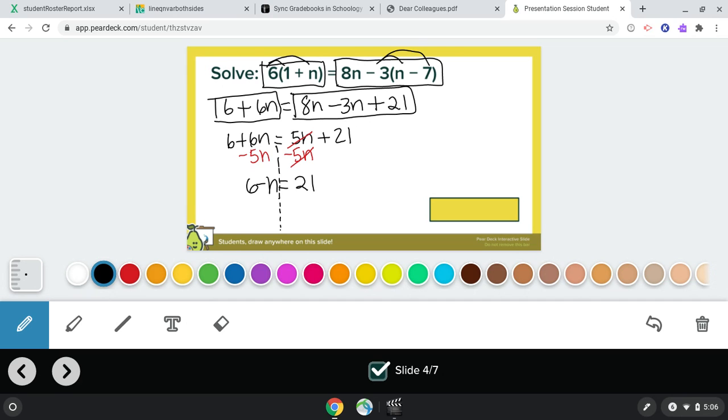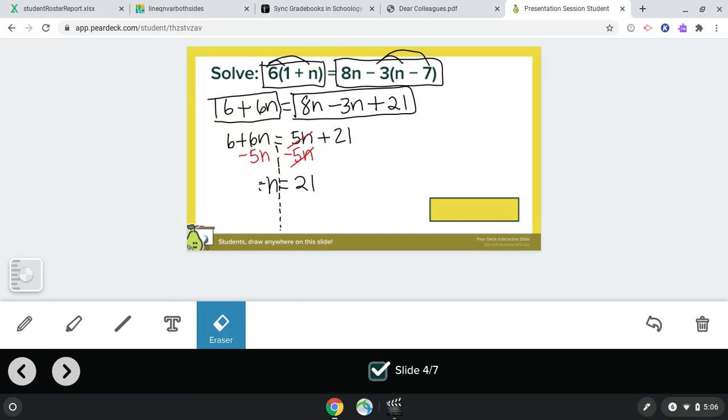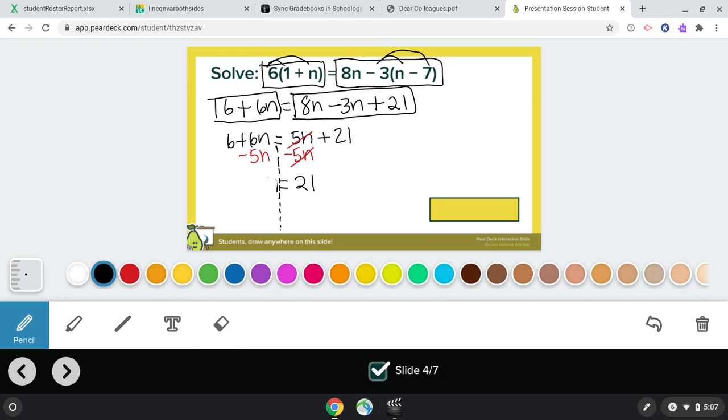Oops, that's a positive n. Okay, hold on. Let me make that a little cleaner. So on the left-hand side, I have 6, and then 6 minus 5 is 1. Then I'm going to subtract 6 on both sides. They cancel out. So n equals 21 minus 6, which is 15.